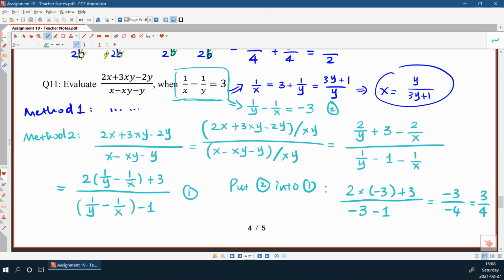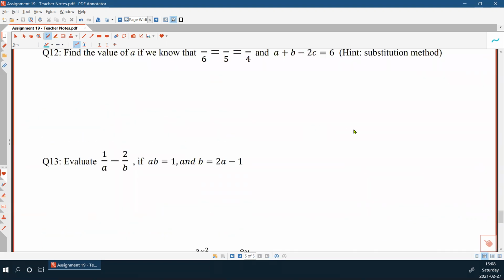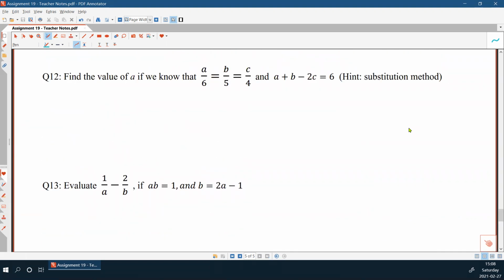All right, any questions? No? Okay, let's see question 12. Find the value of a if we know that a over 6 equals b over 5 equals c over 4, and another relationship between these 3 variables.